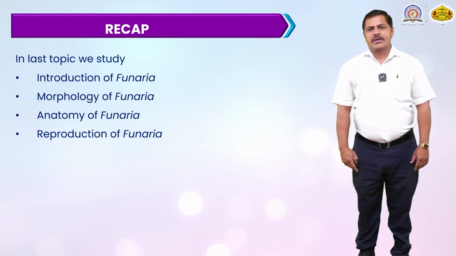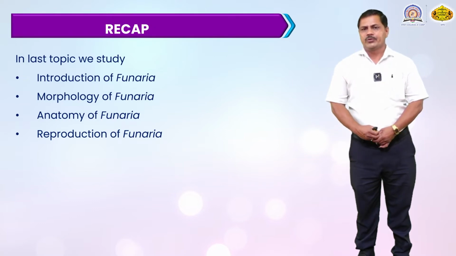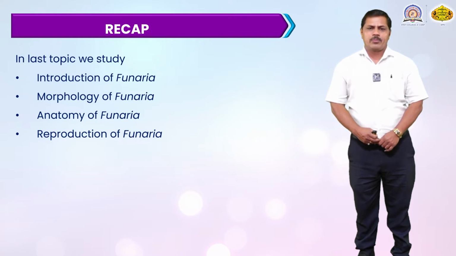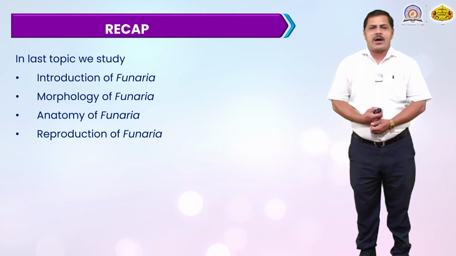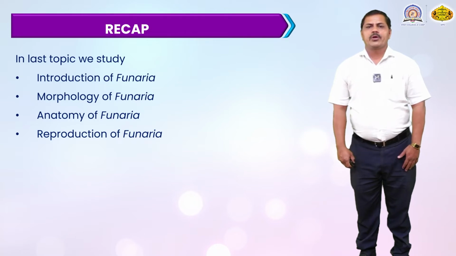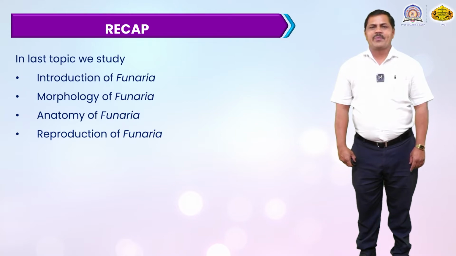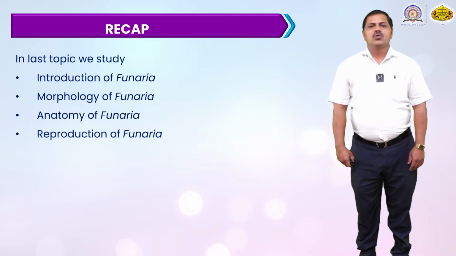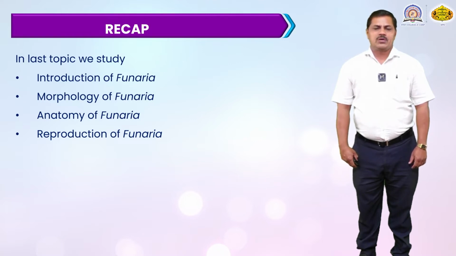Then, reproduction of Funaria. Funaria reproduces in two ways: vegetative reproduction and sexual reproduction. In vegetative reproduction, certain parts decay while other parts survive and can propagate into new individual plants. In certain plants there is formation of bulbils, branching, or stolons, and these bulbils can separate from the plant body and propagate into new individual plants.